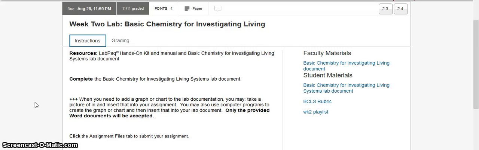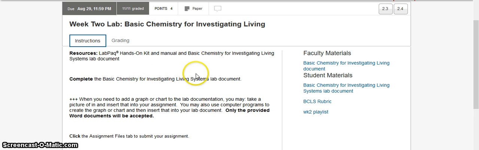Hey all, so this is the week 2 basic chemistry for investigating living lab walkthrough. Okay, so the instructions are going to be our typical: use the manual. As always, read through everything first before you start. It'll just make life easier.